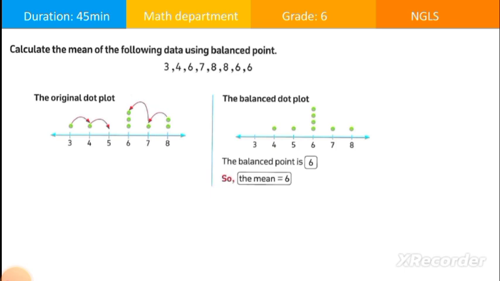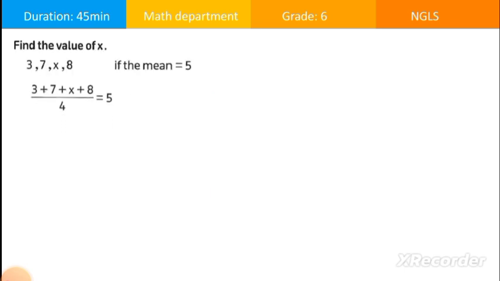Another example, and the last example in this lesson: how can we find the value of x if we are given the mean? I know the mean is the sum of values over the number of these values. Then to find x from the values 3, 7, x and 8, the mean is 5. Then 3 plus 7 plus x plus 8 over the number of these values, 1, 2, 3, 4, so over 4 equals 5.